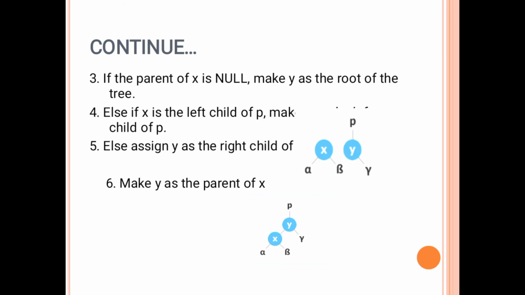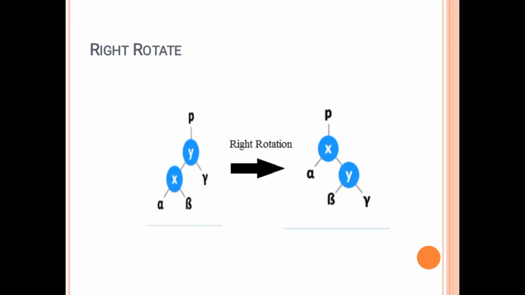Make y the parent of x. Finally, y is the parent, and y is connected to its children; the children are connected to the right side of x. Here we add beta there. This is the left rotation algorithm steps.